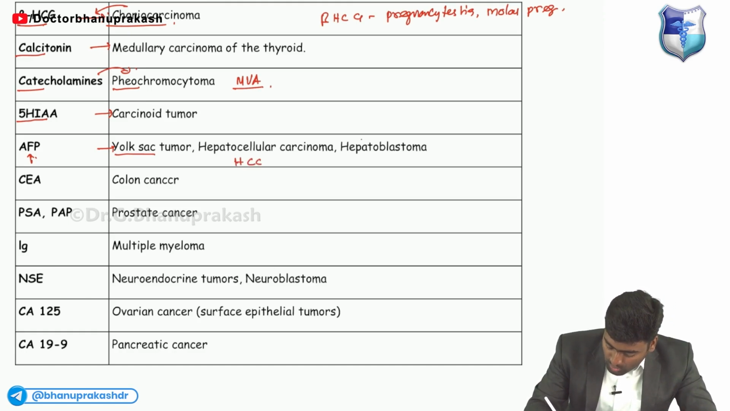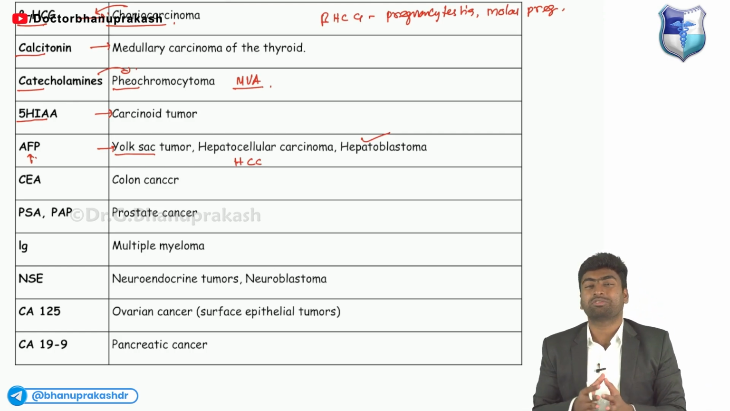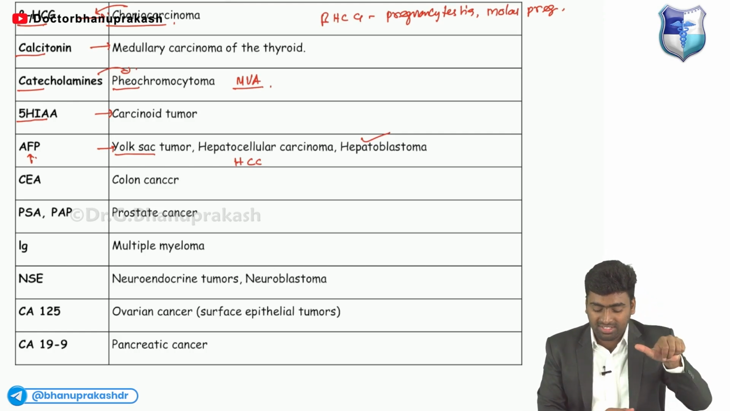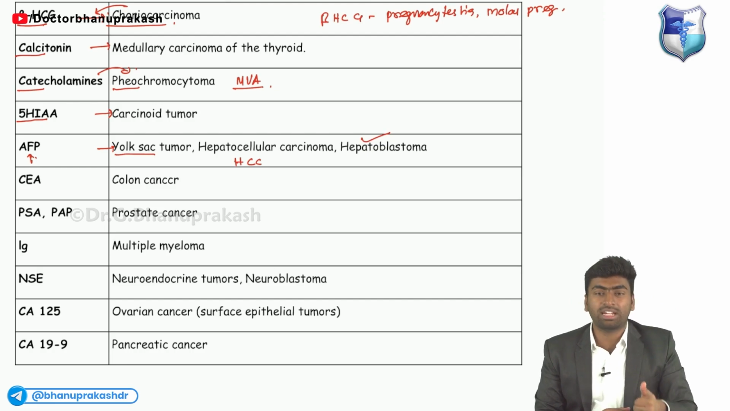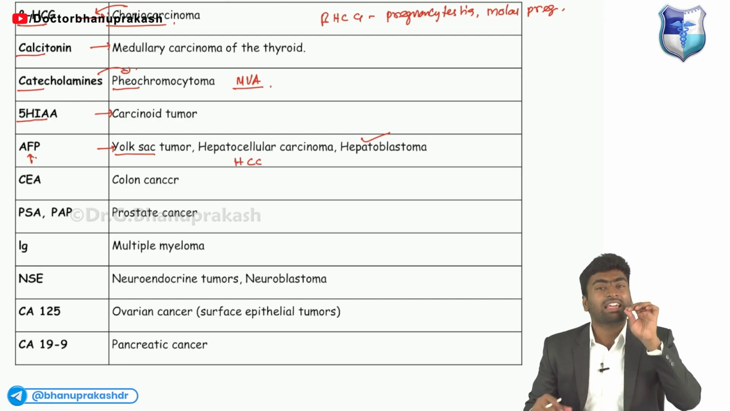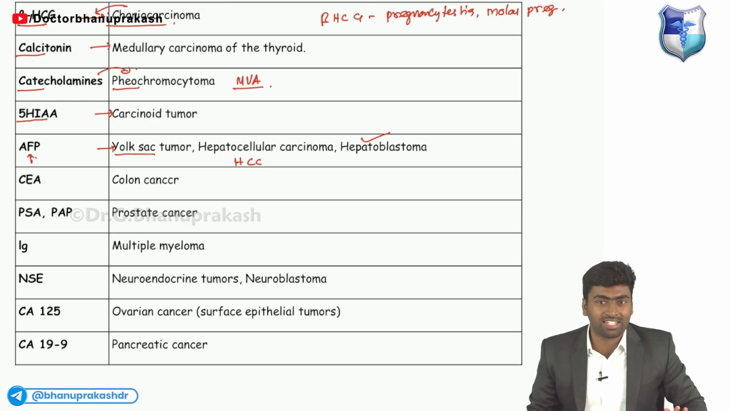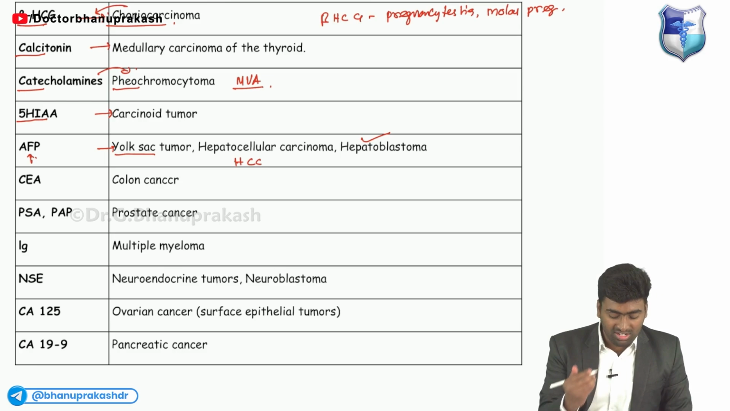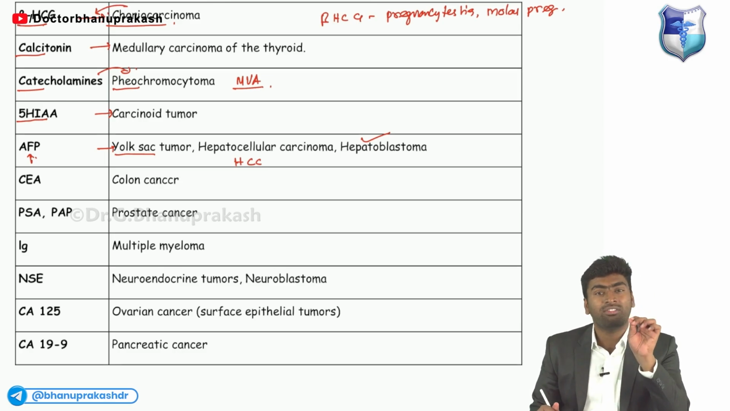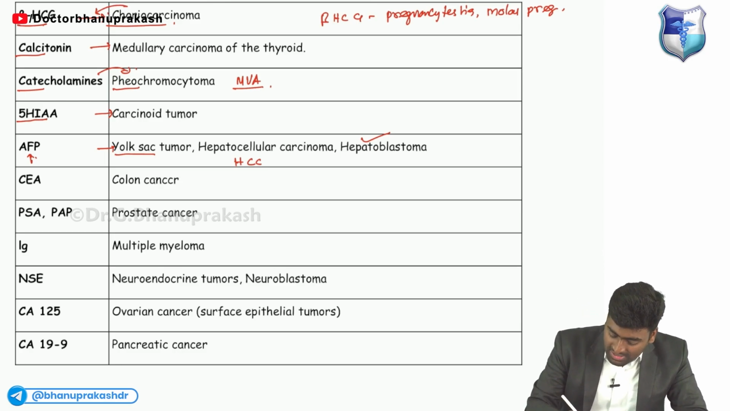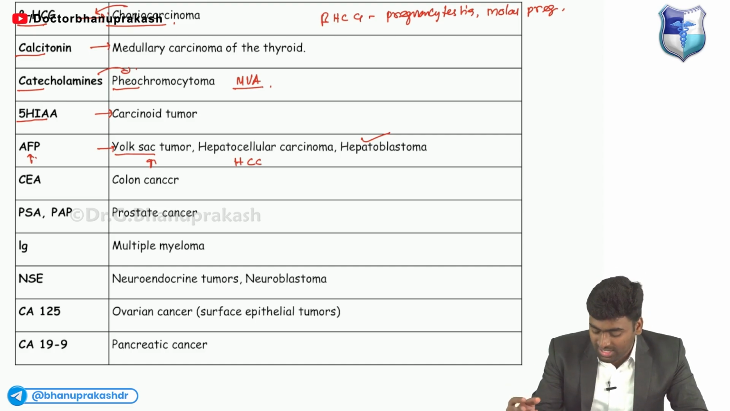Hepatocellular carcinoma and hepatoblastoma, all of these will use AFP as a marker. Remember, hCG is for choriocarcinoma. Calcitonin is for medullary carcinoma of the thyroid. Catecholamines like metanephrines are used in a case of pheochromocytoma, and 5-hydroxyindoleacetic acid is used in a case of carcinoid tumor. And AFP, alpha fetoprotein, is used in a case of yolk sac tumor, hepatocellular carcinoma and hepatoblastoma.